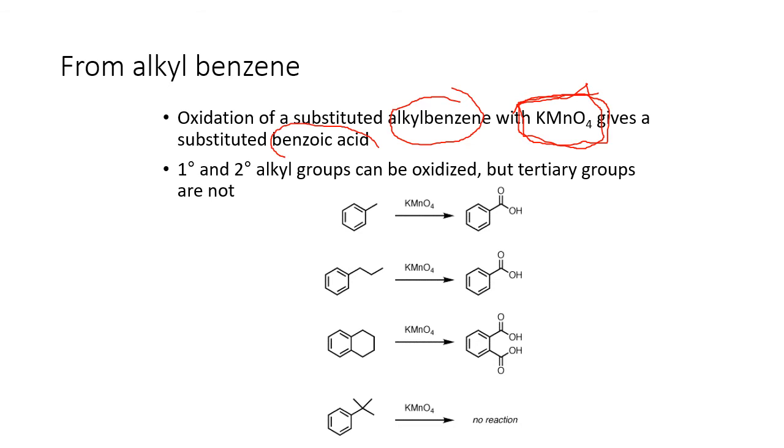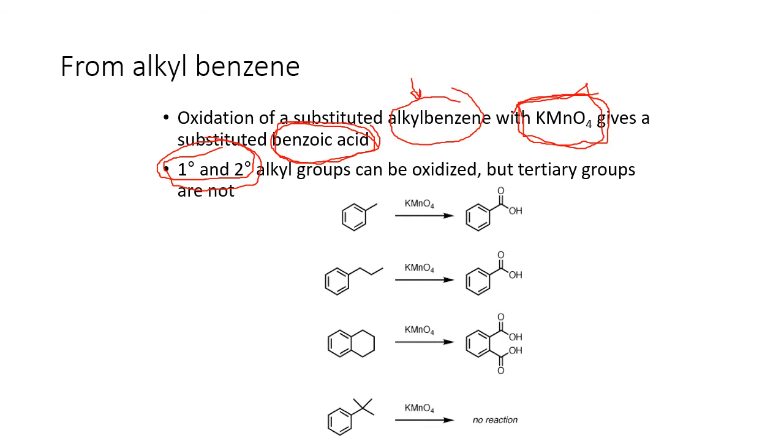It will convert the alkyl benzene to a benzoic acid derivative. This oxidation reaction can happen on the alkyl group on the benzene, but the condition is that it should be either primary or secondary alkyl. Only primary or secondary. Tertiary cannot be oxidized. And let's see examples of the reaction.